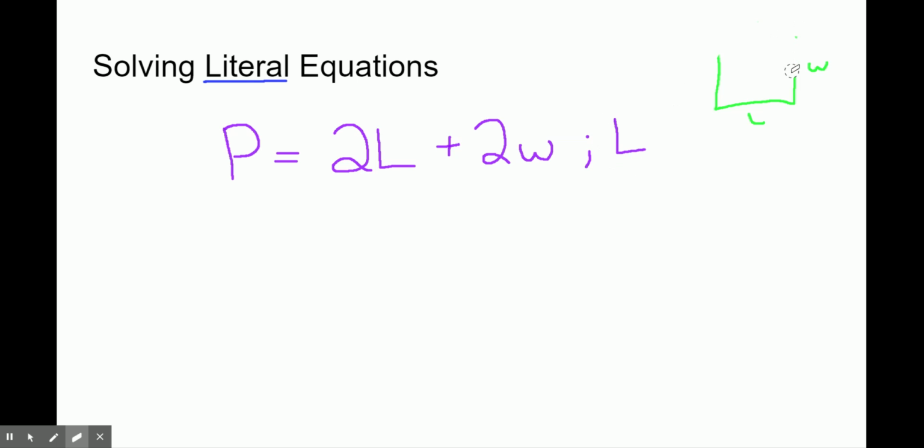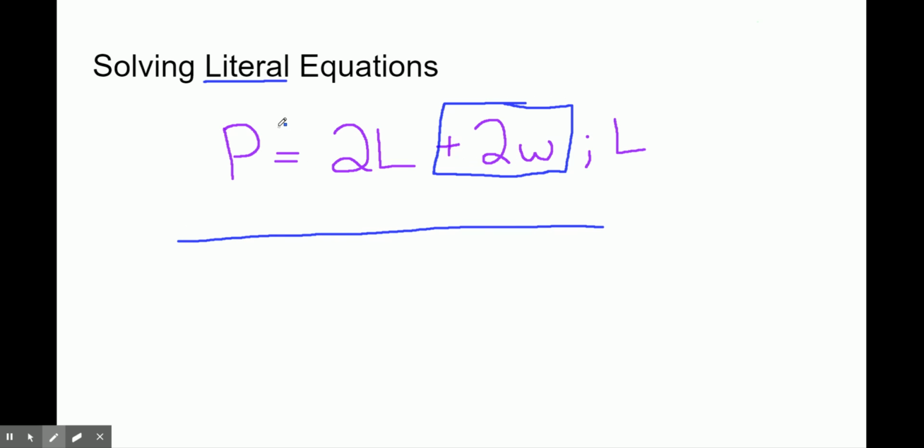So what we're going to do is go through this equation the same way we would if there were numbers in this equation instead of extra variables. So what we want to do is get everything on the other side of the equation and get L by itself. So the first thing that we're going to get rid of is this 2W. Since this is being added to our L value, to get rid of it, we're going to subtract it. So we're always going to use the opposite operation. So we're going to subtract 2W from both sides of our equation.